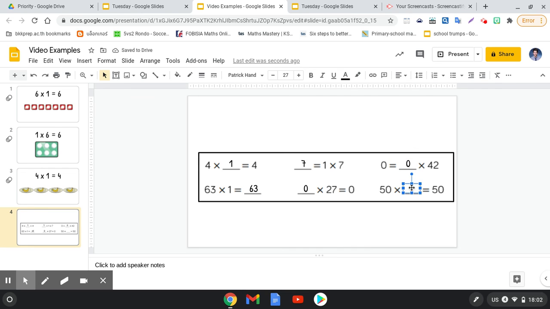And for the last question, I can see that 50 multiplied by something equals 50. Now, again, I know that if I multiply something by 1, the answer is the number itself. So 50 multiplied by 1 is 50.